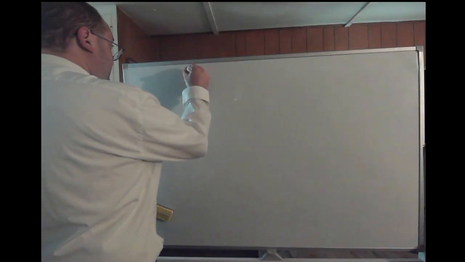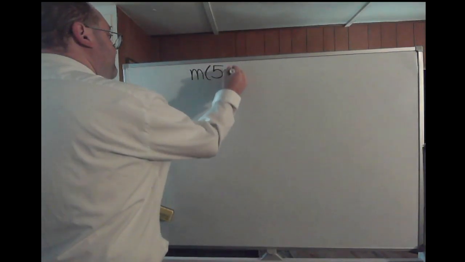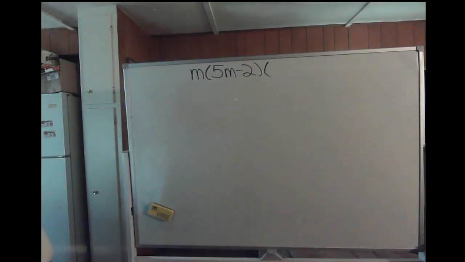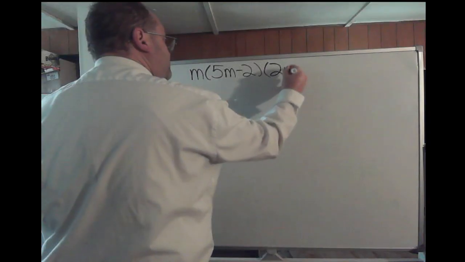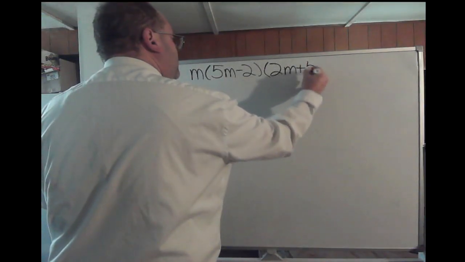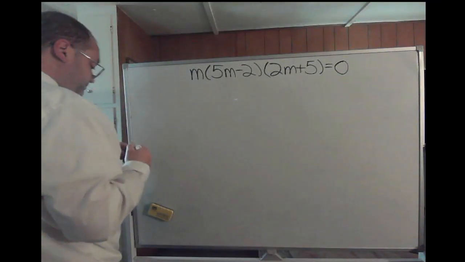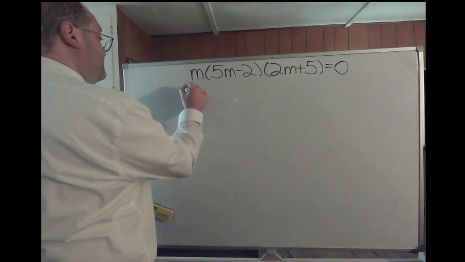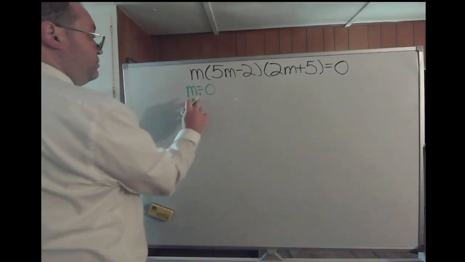Alright, we got m times the quantity of 5m minus 2 times the quantity of 2m plus 5. Those are equal to 0. Well, take each of your factors, set them equal to 0. First one is m equals 0. Nothing further we can do with that.